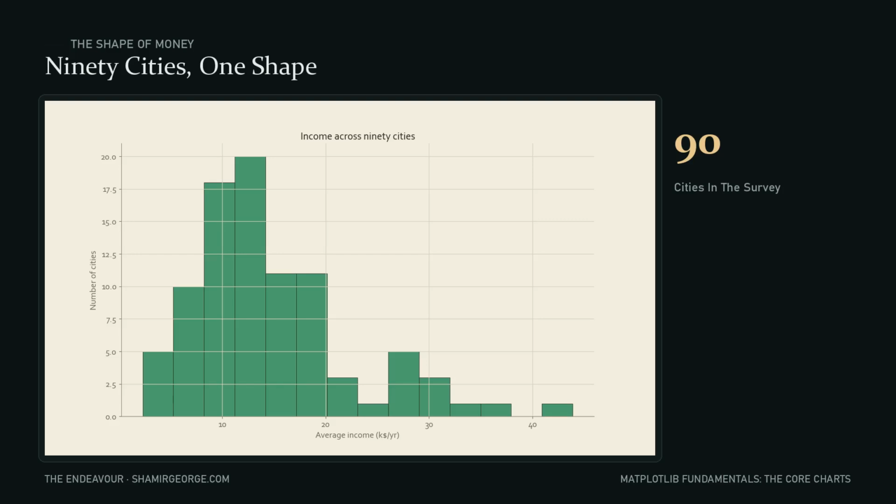90 cities, one number each, average income. Stack that number into columns and count how many cities land in each one, and that's a histogram, the chart built entirely from counting. Watch this. Most cities cluster low, a handful climb far above the rest, and the whole shape leans right. Bins decide whether you see that lean clearly or miss it completely. By the end, you'll be driving that dial yourself.